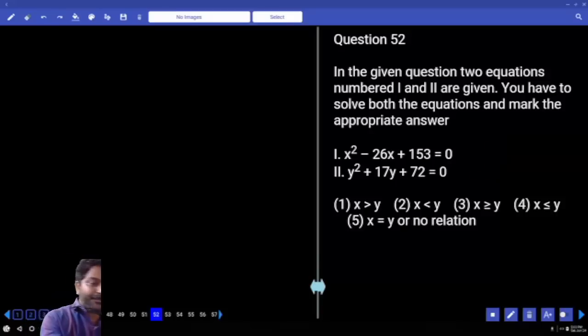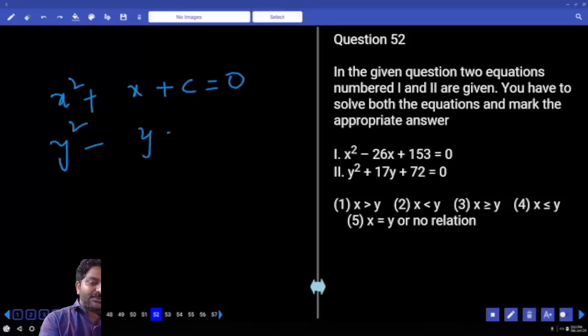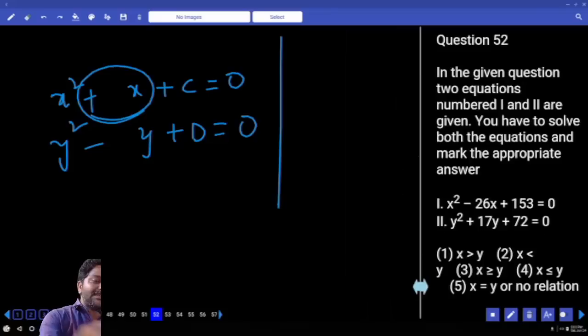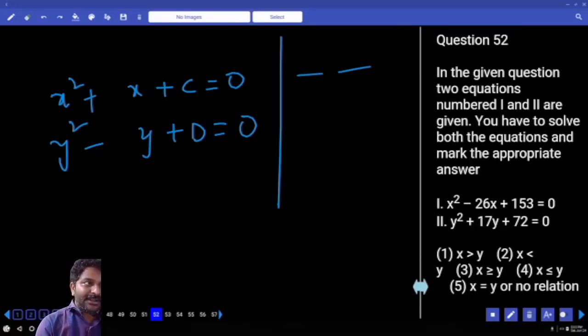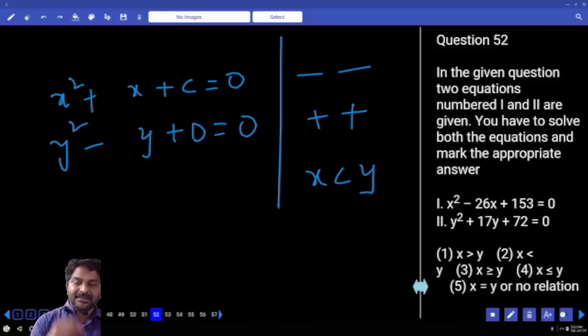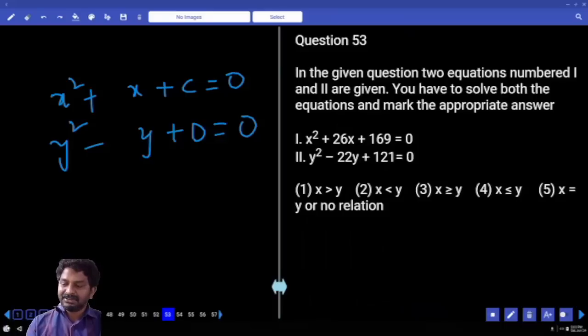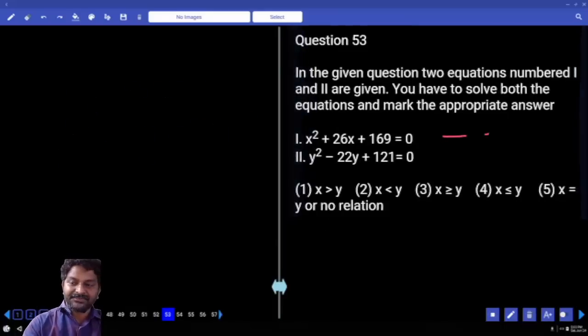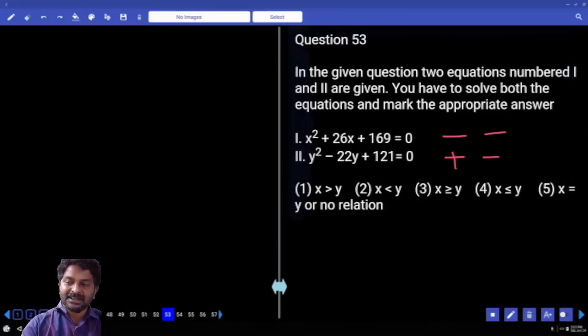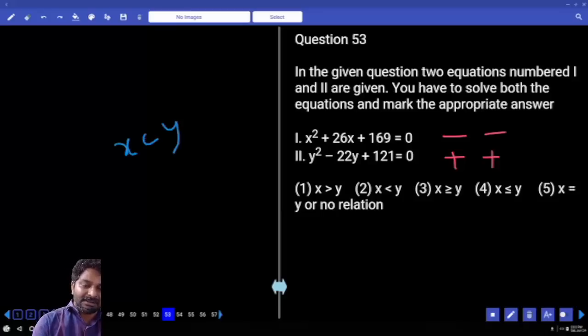And the third one, x square plus some x plus c is equal to 0, y square minus y plus d is equal to 0. This is another type. Here b is positive, both factors negative. B is negative, both positive. X is less than y. Is it a free question? Yes. X factors are negative, y factors are positive. X is less than y.